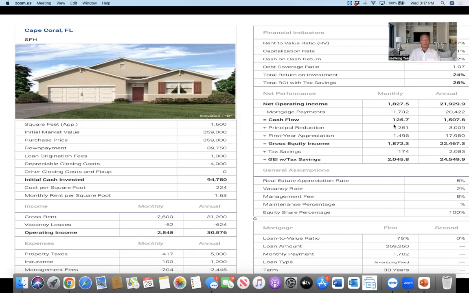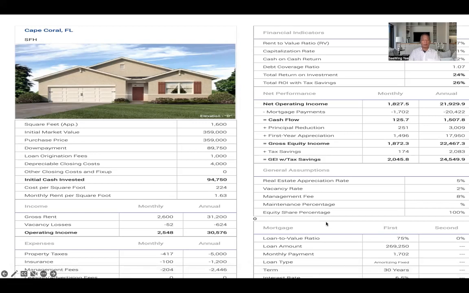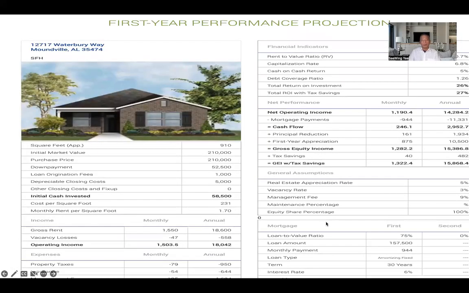Creating wealth in real estate is beyond your first year numbers. It's beyond this allegedly low cash flow, because there are many ways to make money in real estate, and I'm going to tell you shortly. Okay, so this is your first property: geographical diversification, asset allocation, and dollar cost averaging. So your second property, I'm going to show you, is in Alabama, for example. It's a new construction in Alabama: 910 square foot, 3-bedroom, 2-bath.